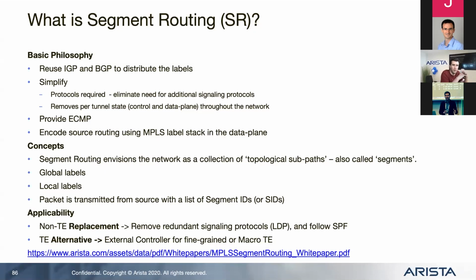It means that, of course, we simplify the network by reducing additional signaling protocols, and we remove the amount of state that we see throughout the network, or maybe the amount of state we see through setting up full meshes of tunnels for RSVP.